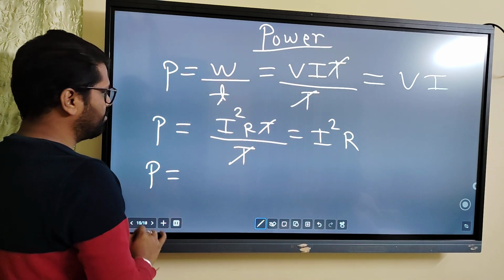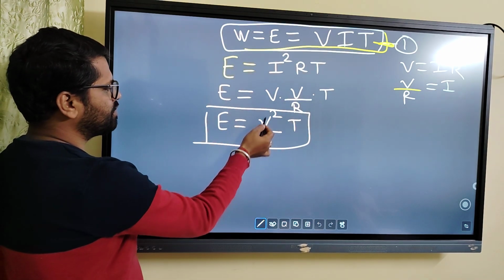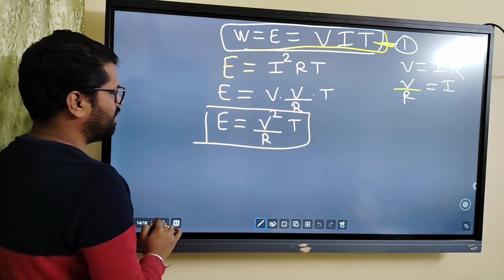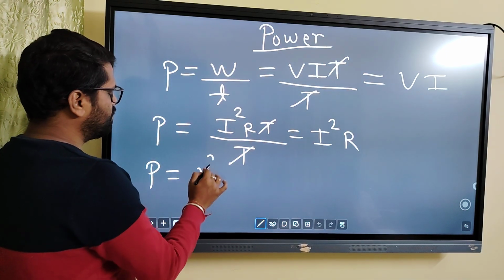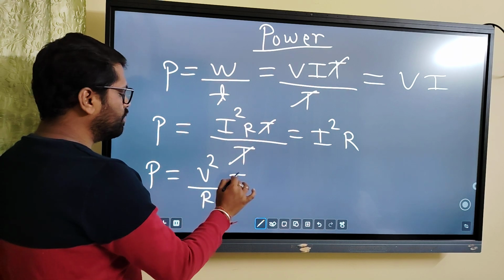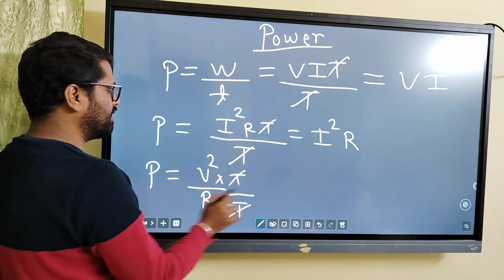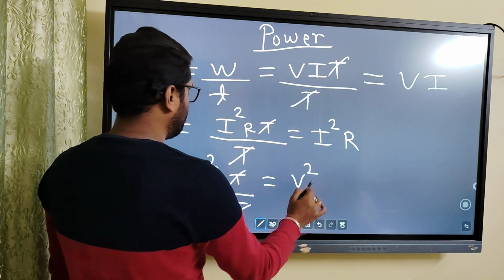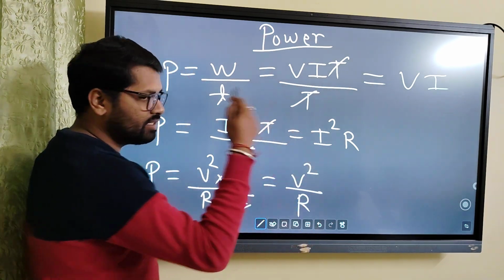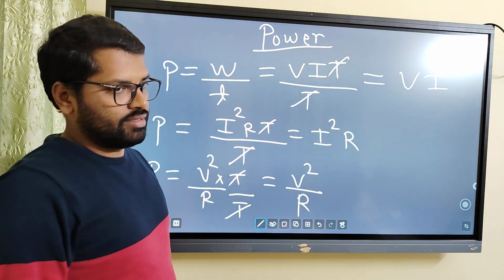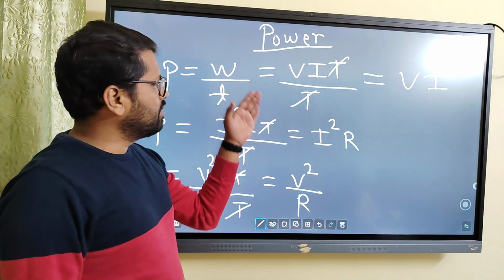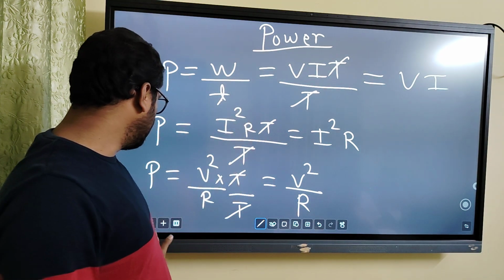One more formula, from the last slide: V into V by R. V square by R into T divided by T. Again T and T cancel. What will we get? V square by R. Now this much. Instead of remembering this, what will I tell my students?